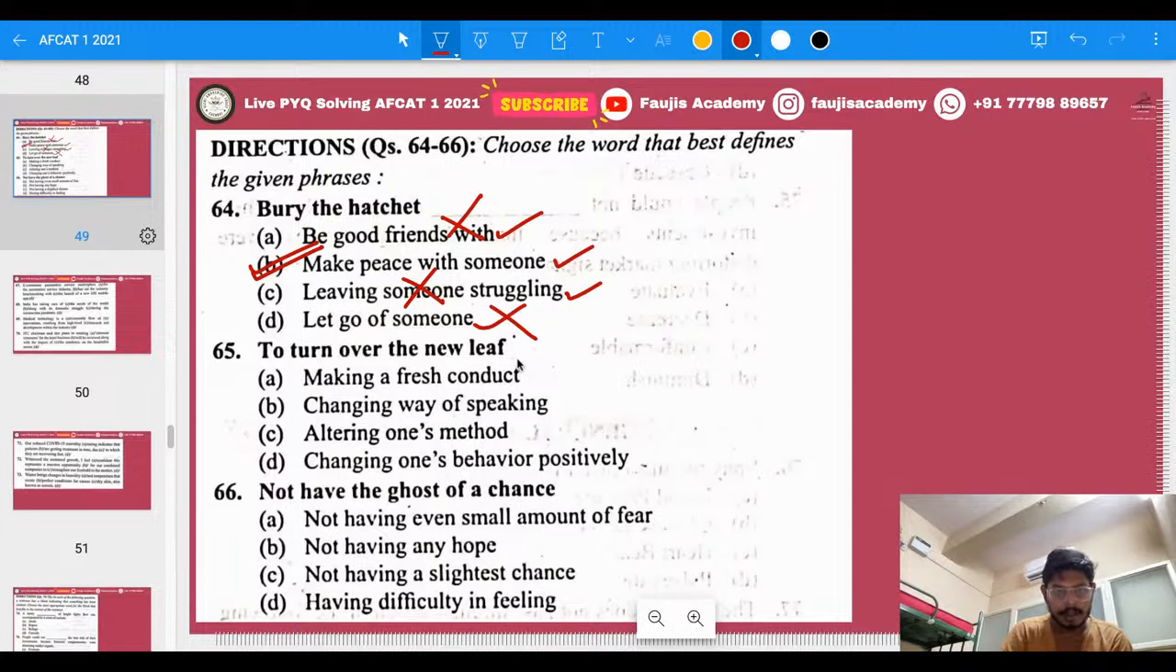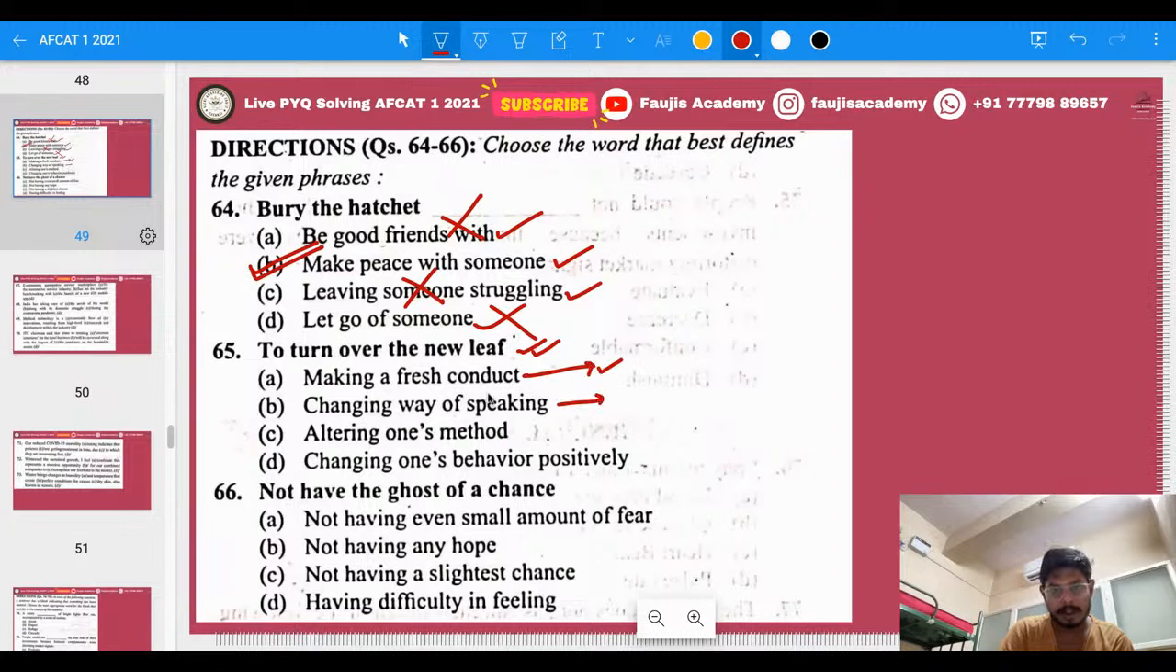To turn over the new leaf. Right, to turn over the new leaf means what? If you turn the new leaf, let's just imagine literally you are turning over the new leaf, then it means you are doing something new, right? You are absolutely doing something new. Make a fresh conduct. Yep, probable.